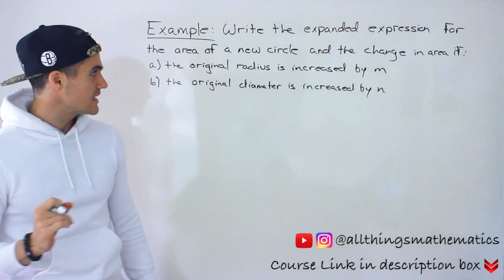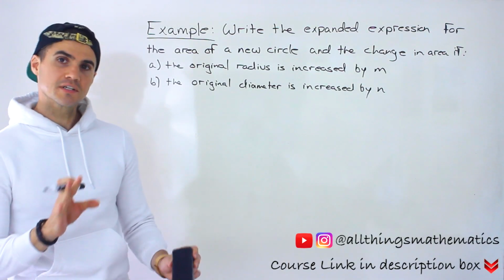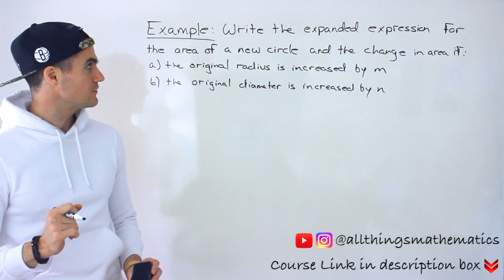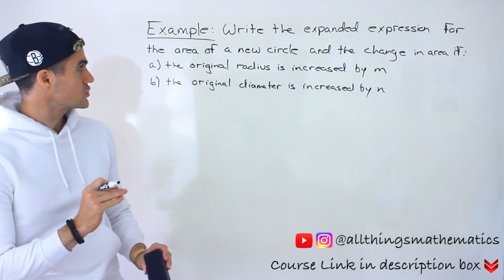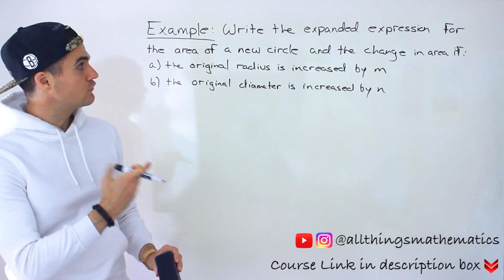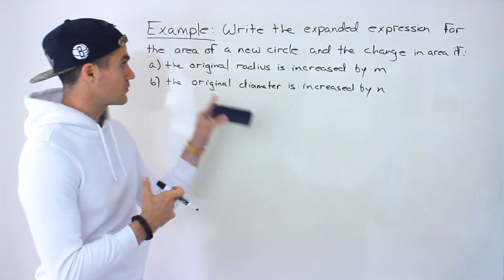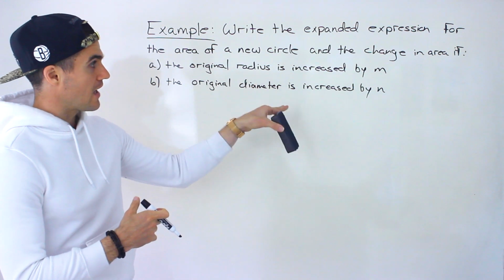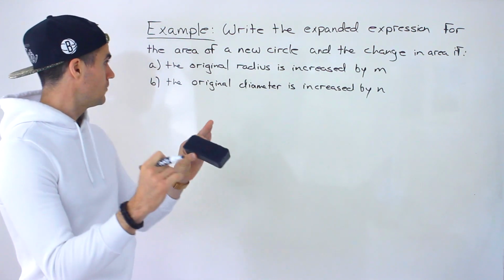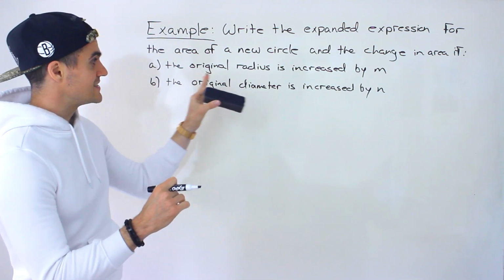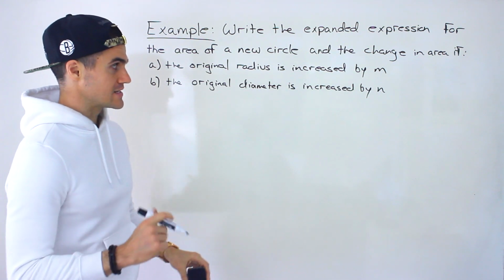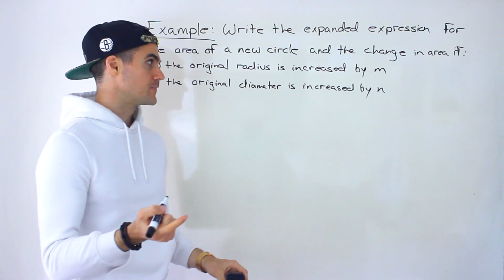Patrick here. In this next video we have a word problem dealing with special products. So what we have to do is write the expanded expression for the area of a new circle and also the change in area if the original radius is increased by m, so that's going to be one scenario, or in part B if the original diameter of the circle is increased by n.